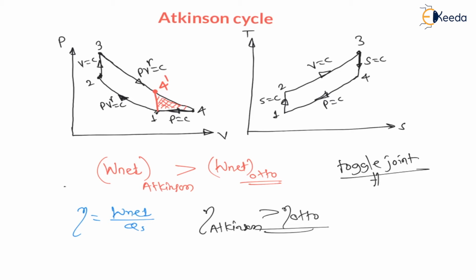And my dear students, this toggle joint runs in guideways. Where there is excessive friction in the guideways, whenever this toggle joint is moving, there is excessive friction, and because of this the toggle joint always fails. There will be a failure of this joint because of excessive friction. Hence, this Atkinson cycle is not a practically successful cycle. So that's why we are using the Otto cycle for practical purposes.